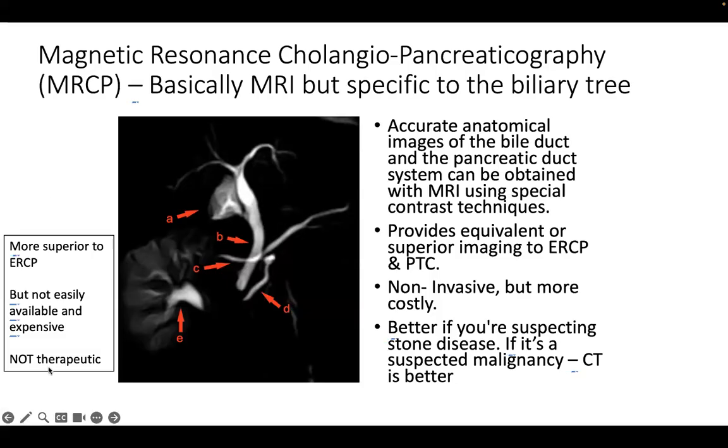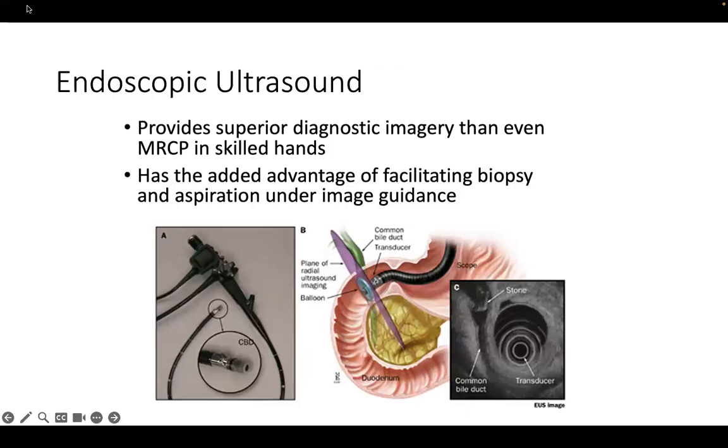These are the summary points, basically. It's superior to ERCP, but not easily available and expensive, and it is not therapeutic. Even if you do an MRCP, you have to do something else to take the stone out. Then you have endoscopic ultrasound, which provides superior diagnostic imaging than even MRCP, and has an added advantage of facilitating biopsy and aspiration under guidance. This is something that is mentioned in Dulantha Sir's lecture, so it's better to know what it is.